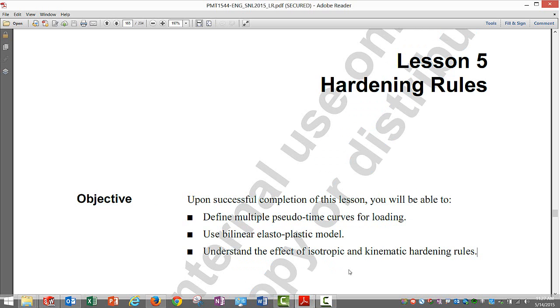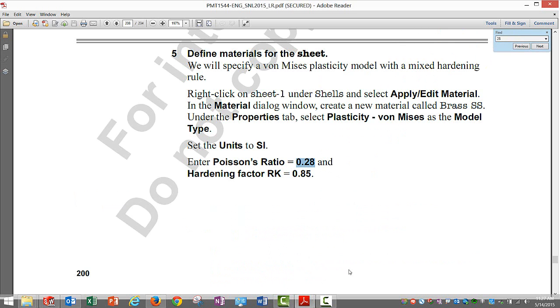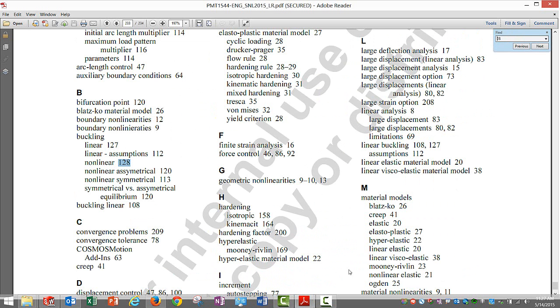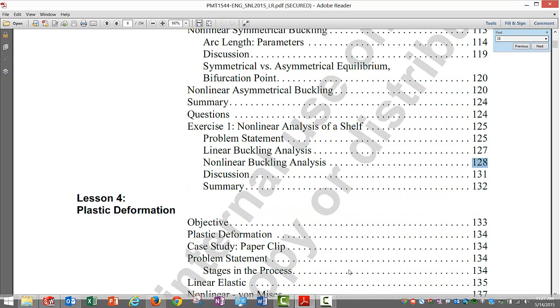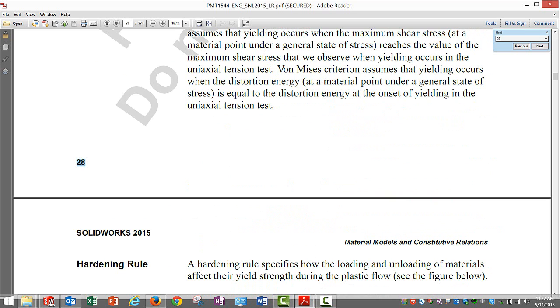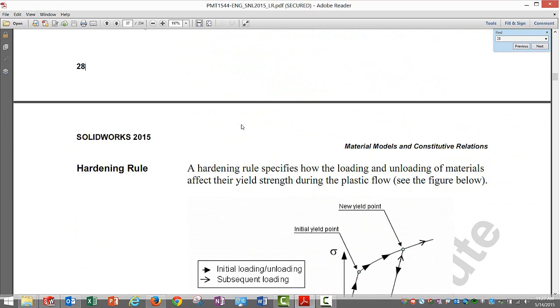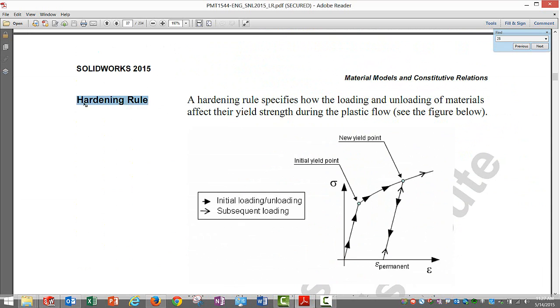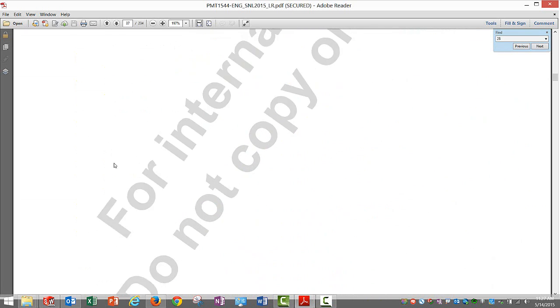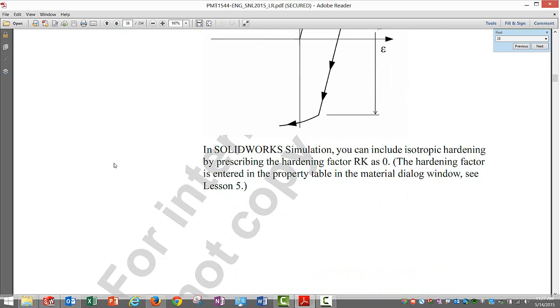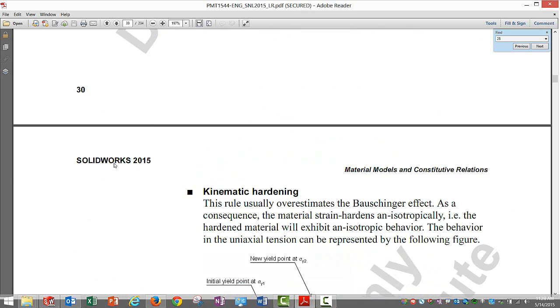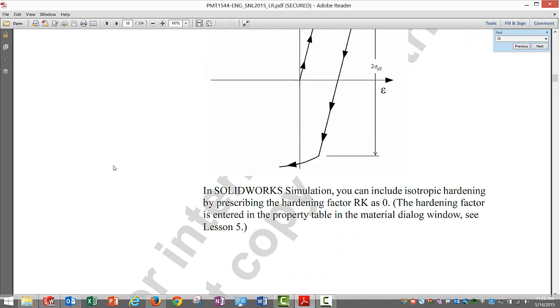So before I move into this chapter, I would like to recollect or re-highlight on this thing. While we discussed the nonlinear theory, let me go to the right page here. It is page 28. Yes, here it is. So in the theory part of this training manual, we have this module on hardening rules. That's where we discussed this initially, and we talked about something called the Bauschinger effect. There will be something called isotropic hardening, as well as something called kinematic hardening, and that is what we are seeing here.